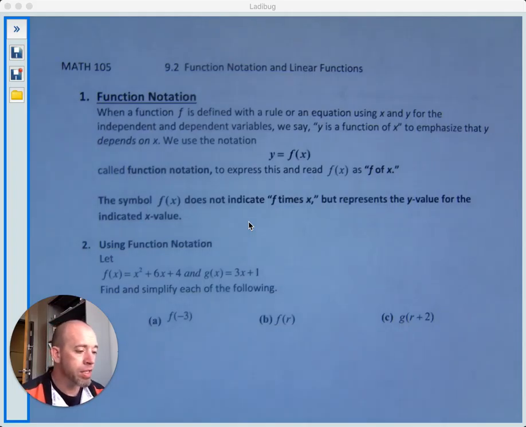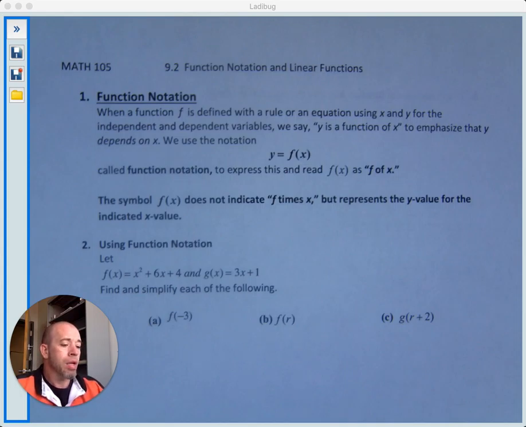All right, we're ready for section 9.2 on function notation and linear functions. So in this section, we're going to look at function notation and evaluating functions using function notation. And we'll also be looking at linear functions and some review of graphing linear functions and analyzing linear functions.